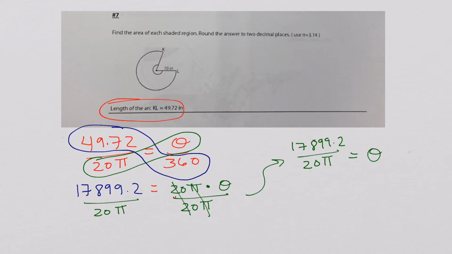If we were to actually calculate that out and type it into our calculator, we would have 17,899.2 divided by 20 pi, which equals approximately 285 degrees. So our angle is 285 degrees. But that's not the answer to this question. What we're looking for is the area of the shaded region, and that's the area that the angle is pointing to in this case. So we have to take our angle and plug it into the arc sector equation.